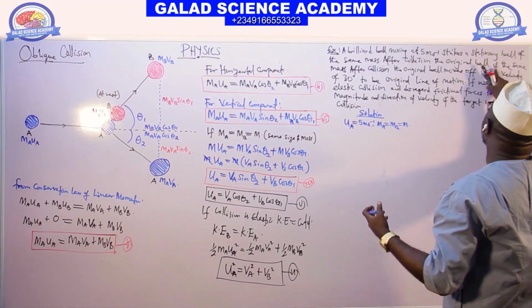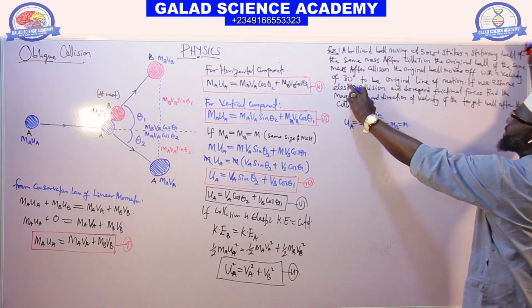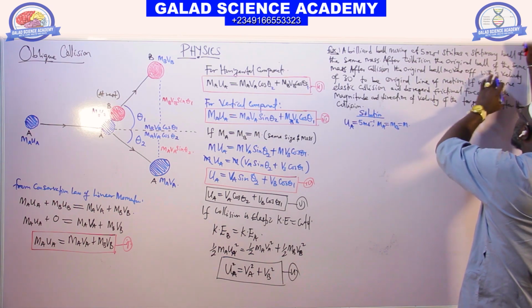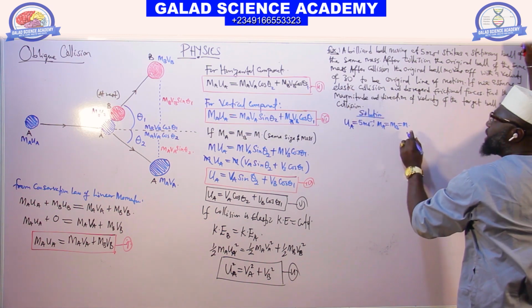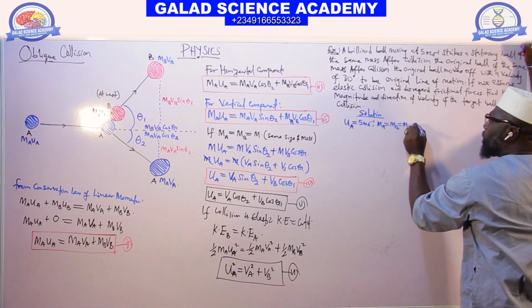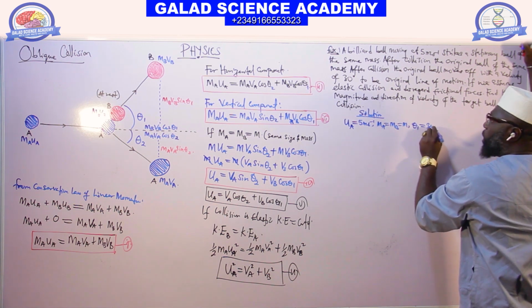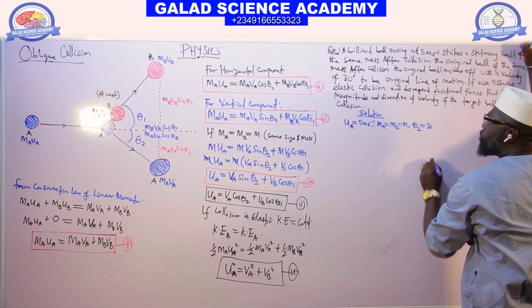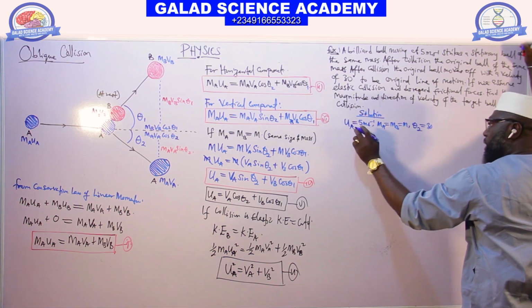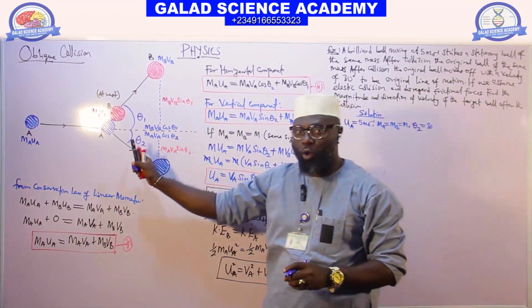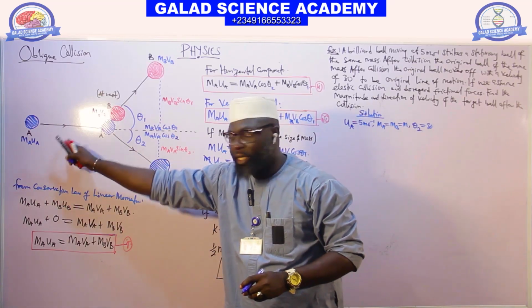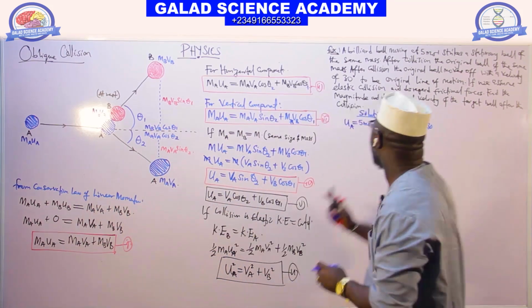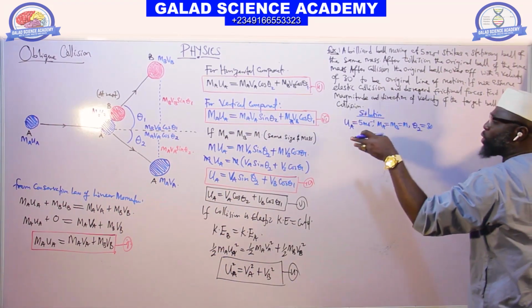After collision, the original ball of the same mass moves off with velocity at 30 degrees. So that is theta 1 there, for the original ball. Note that the angle for this original ball is theta 2. So call it theta 2.